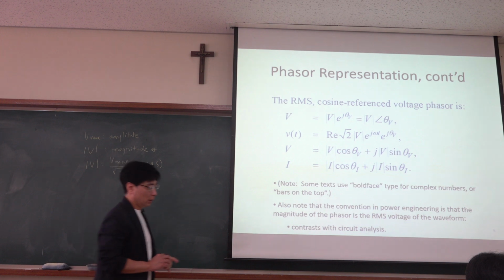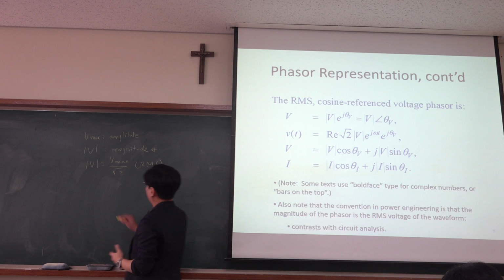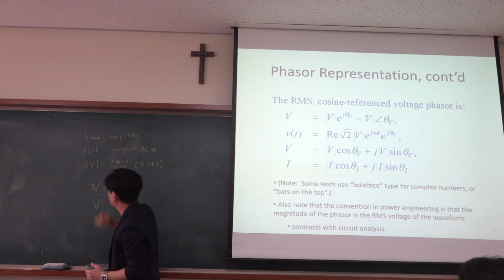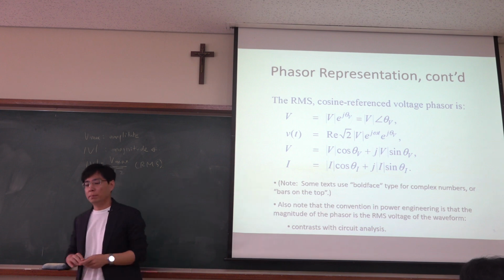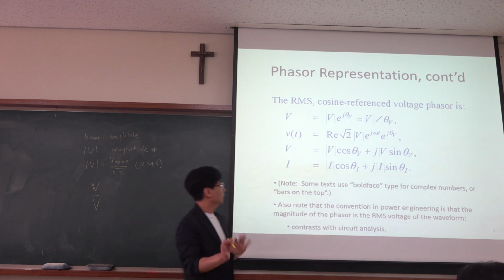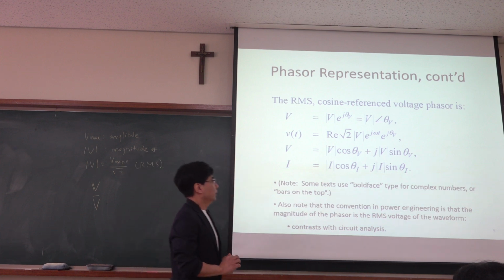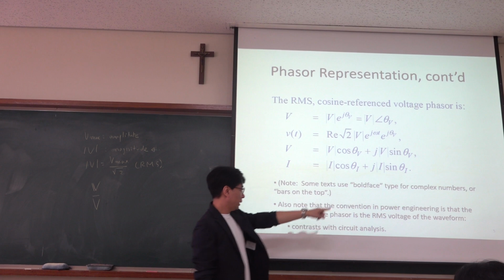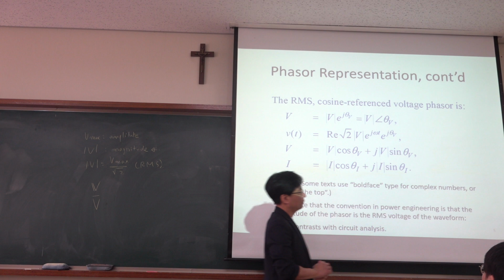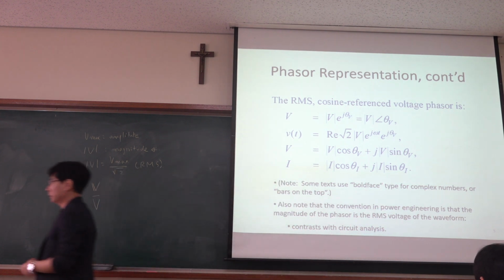In this textbook, we do not use the vector or bar notation. Some textbooks use this kind of notation to denote a complex number, but this slide does not use it, so please don't be confused. Also note that the convention in power engineering, as I told you, is that the magnitude of the phasor is the root mean square voltage of the waveform. Contrast this with circuit analysis.